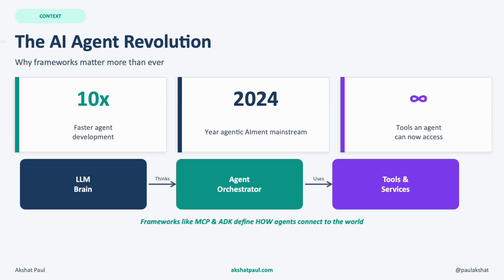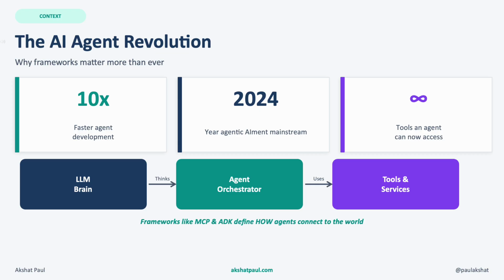Before we dive into MCP and ADK specifically, let's set the scene. We're in the middle of an AI agent revolution. And I don't say that lightly. Just a couple of years ago, AI was mostly about generating text or images. But now, AI can act. It can browse the web, write code, call APIs, manage files, essentially do things in the world. And that shift from AI that talks to AI that acts is what makes frameworks like MCP and ADK so critical. Look at this flow on screen.